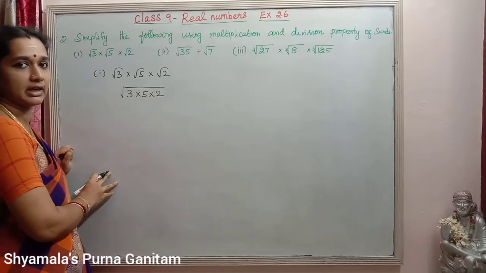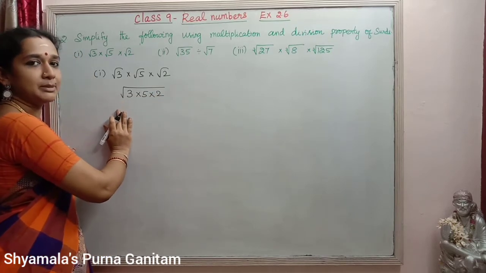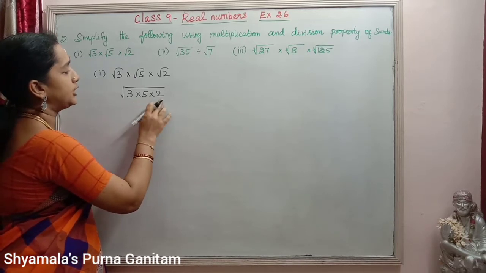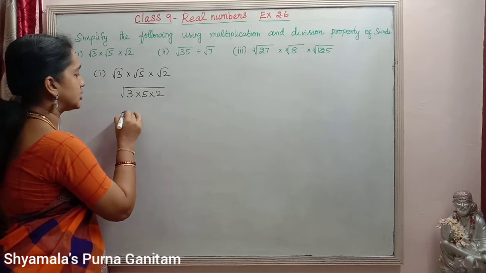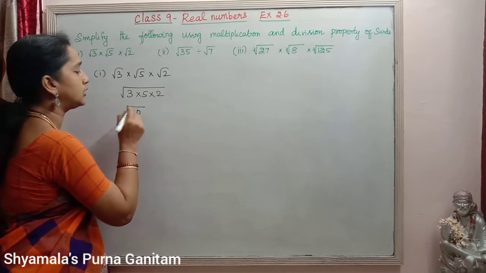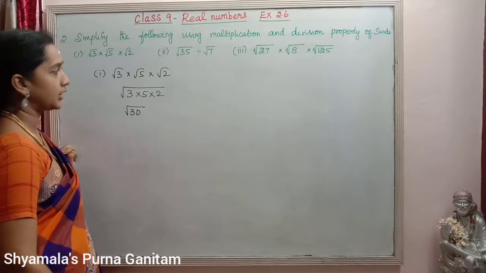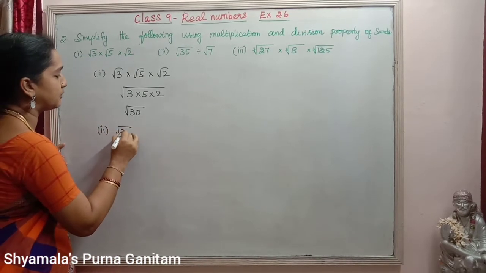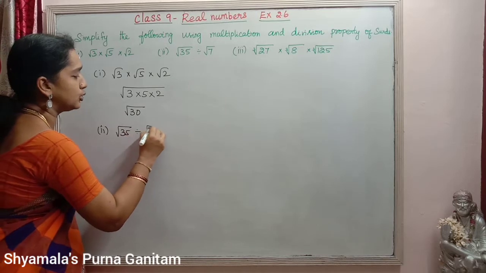So like this we can write. This is using the multiplication property of surds. So 5 2s are 10, 10 3s are 30. So the answer for this is root 30. That's all.